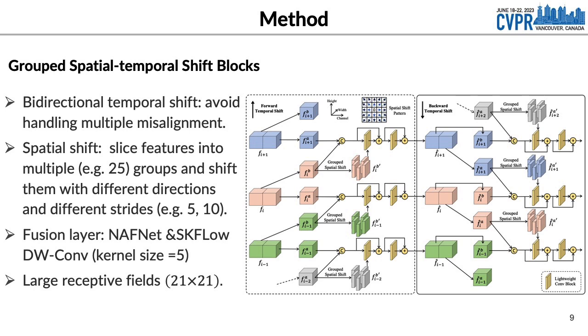It is observed in our experiment that handling 3 frames at one time is difficult. To avoid this issue, we utilize bidirectional temporal shift to allow the block to handle 2 frames at most. For the grouped spatial shift, we slice the features into multiple groups and shift them with different directions and strides. Then a simple fusion layer fuses the spatial-temporal shifted features. For the implementation of the fusion layer and the receptive field details, please refer to our paper and GitHub page.